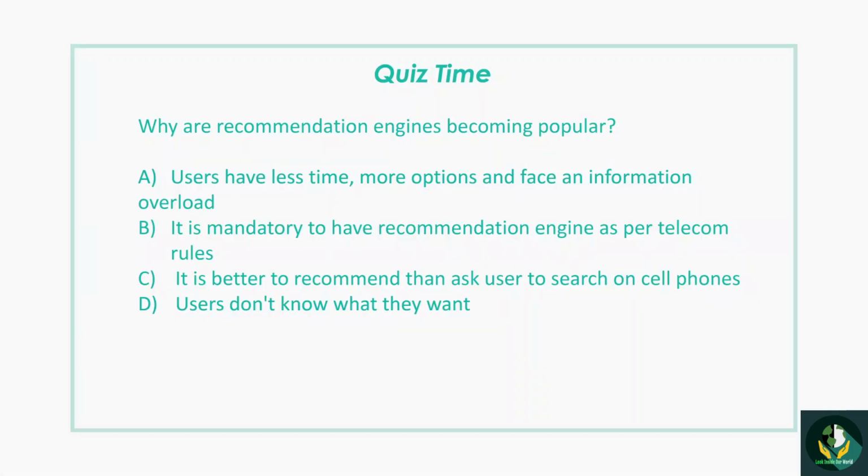Here is the last quiz for you. Why are recommendation engines becoming popular? A. Users have less time, more options, and face an information overload. B. It is mandatory to have a recommendation engine as per telecom rules. C. It is better to recommend than ask users to search on cell phones. D. Users don't know what they want.